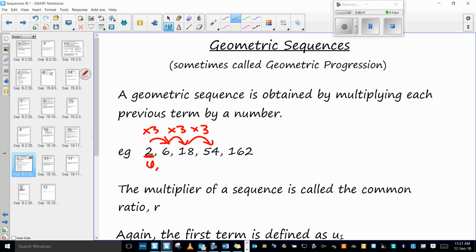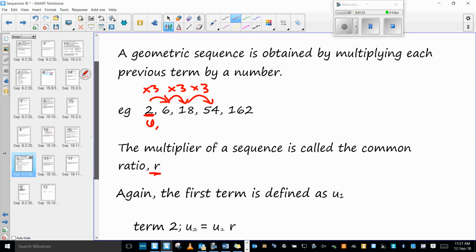So the common multiplier, or the multiplier for this sequence, is called the common ratio, and it's given the letter R. Nice letter. So remember, the difference was for arithmetic sequences where you're adding, and the common ratio is when you're multiplying. That's the letter R.